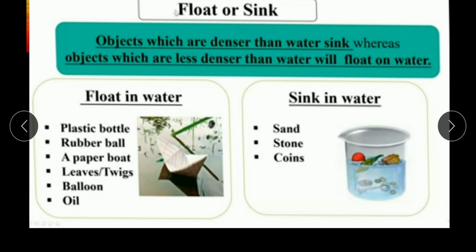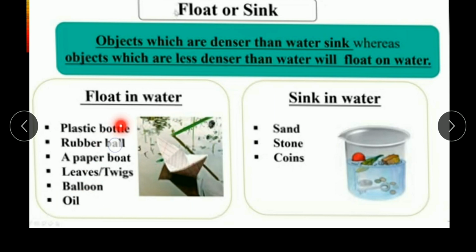Now, based on the property whether the material will float or sink. So, what is float or sink? Objects which are denser than water sink, whereas objects which are less dense than water will float on water. जो ऑब्जेक्ट पानी से डेंसर है वो सिंक करते हैं और जो ऑब्जेक्ट लेस डेंसर है पानी से वो फ्लोट करते हैं. For example, the materials that float in water are plastic bottle, rubber ball, paper boat, leaf, twigs, balloon, oil. These all materials float in water.